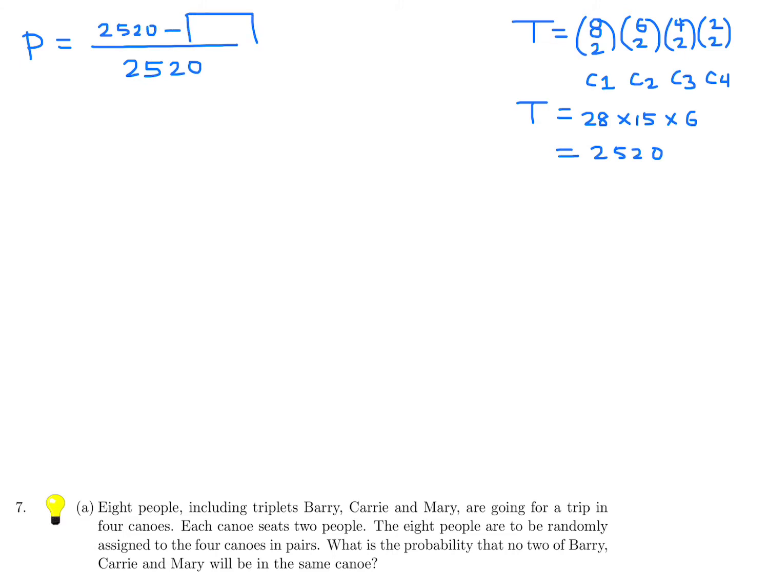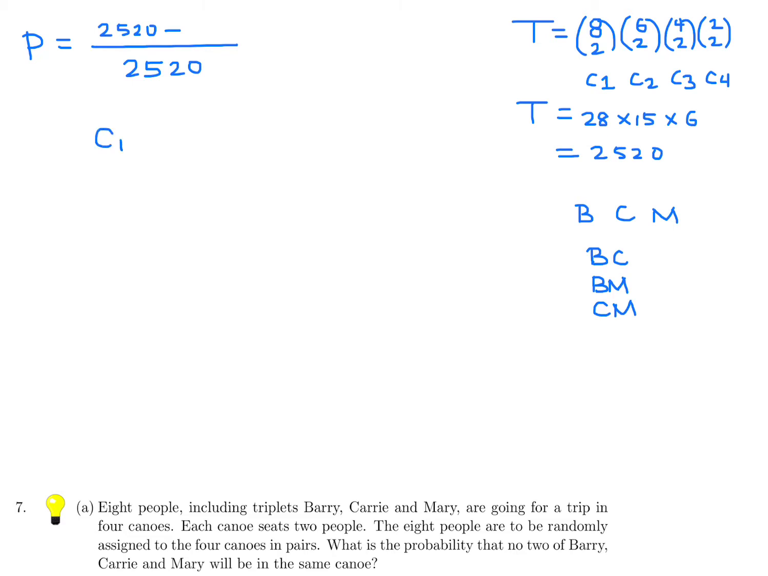So this number is where they are in the same canoe. Okay, so let's talk about them. There's Barry, Carrie, and Mary. So the possible combinations where they are together would be BC, BM, and CM. All right. So canoe number 1.